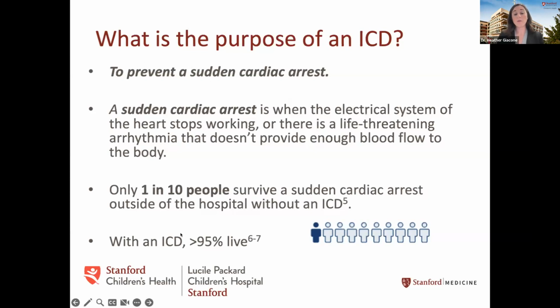We do know that about 1 in 10 people survive a sudden cardiac arrest outside of the hospital without an ICD. But with an ICD, over 95% live.